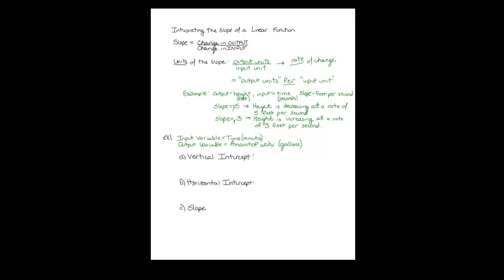So part A is asking you for the vertical intercept. Looking at the graph, the vertical intercept is the ordered pair 0, 40. Interpreting this, remember you have to interpret both of these coordinates. The 0 means that after 0 minutes, the input is measured in minutes, there were 40 gallons of water in the tub.